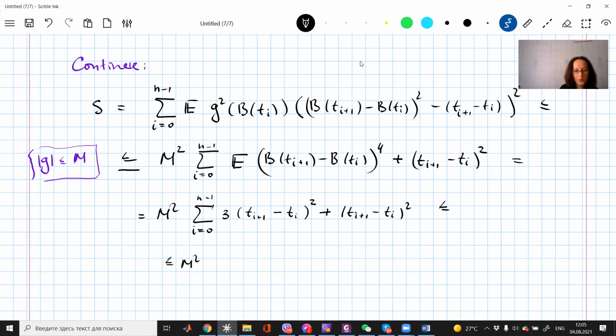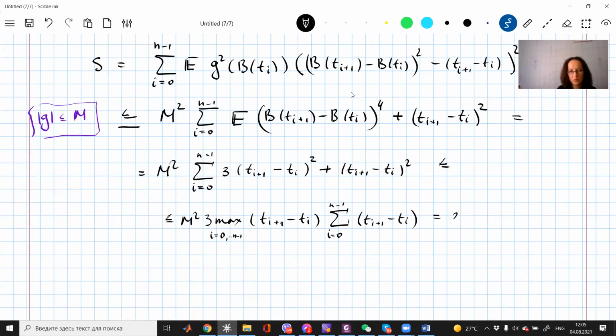So we have equal terms here, so this is just equal to m square, and I can write also an inequality. For one of the brackets in this sum, I will take the maximum with respect to i of ti plus 1 minus ti, and here just the sum of ti plus 1 minus ti. We already did such an estimation before, in the previous lecture. So what do we have here? We have some constant 3. This sum is equal to t, because we have the integral from 0 to t. And here I have the mesh of the partition. So this tends to zero as the mesh of the partition tends to zero.